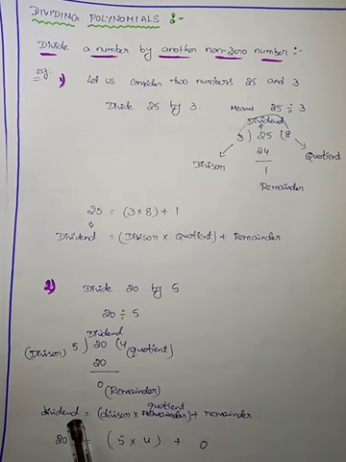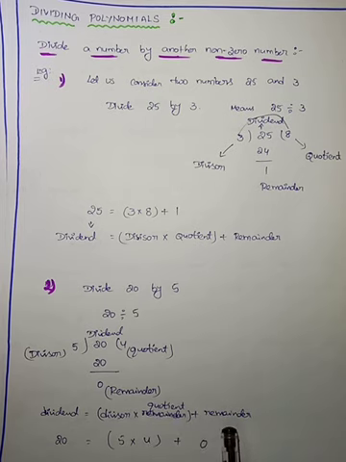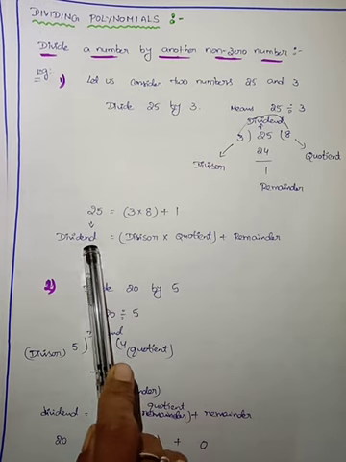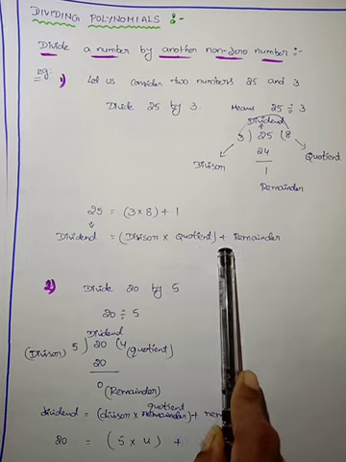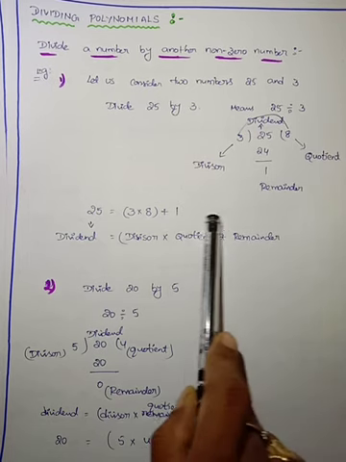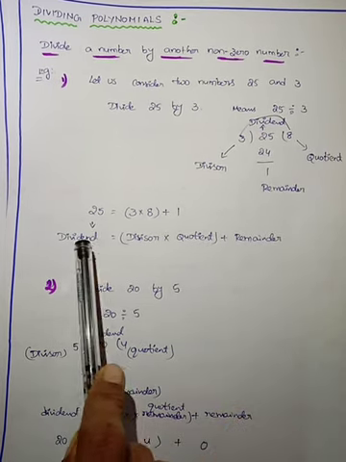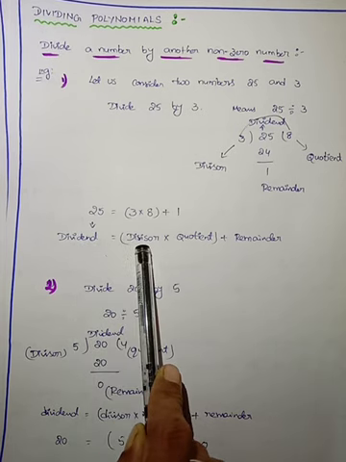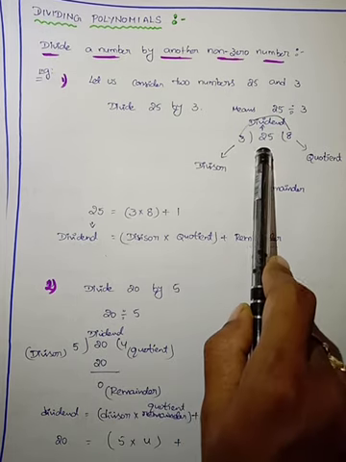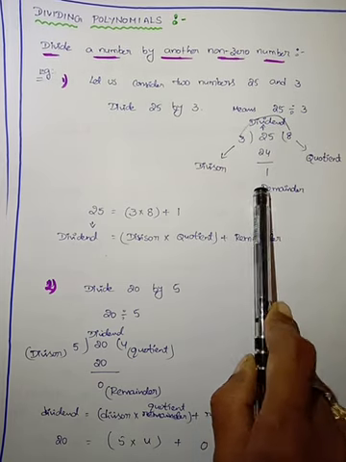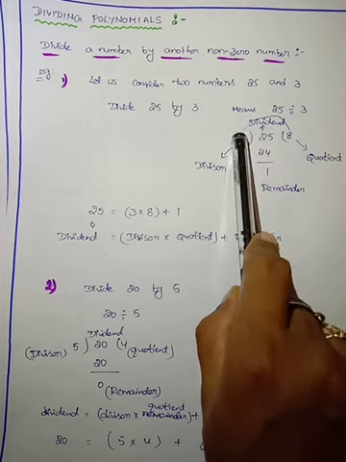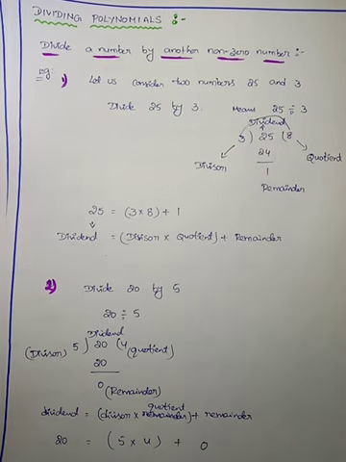The dividend comes when the divisor multiplies with the quotient and the remainder is added. Dividend is equal to divisor into quotient plus remainder. This is the most important formula. Dividend is equal to divisor into quotient plus remainder.